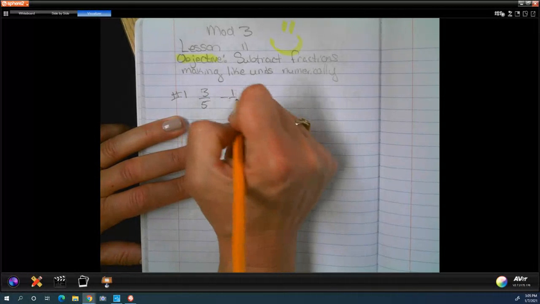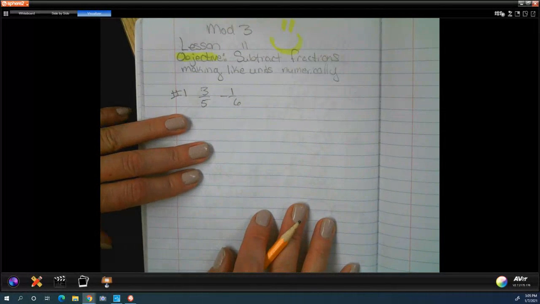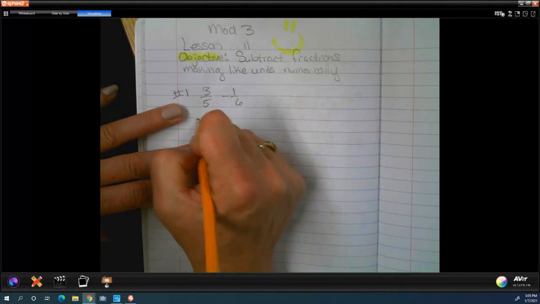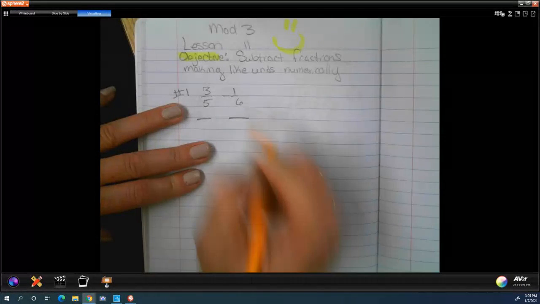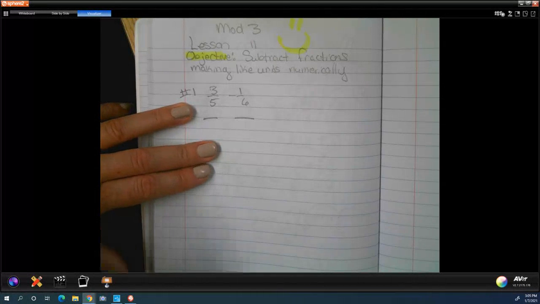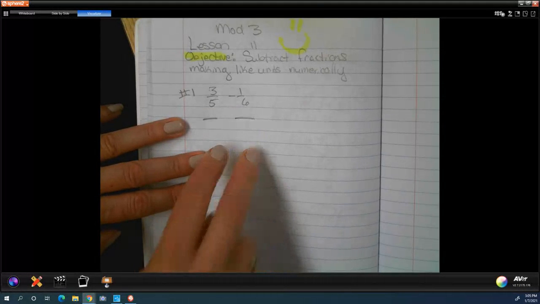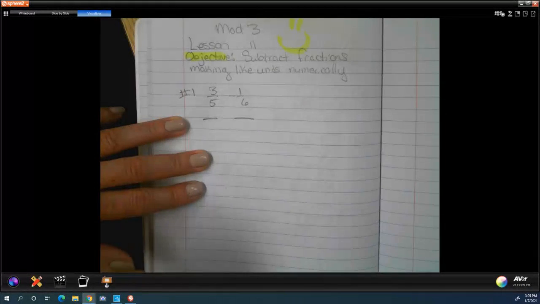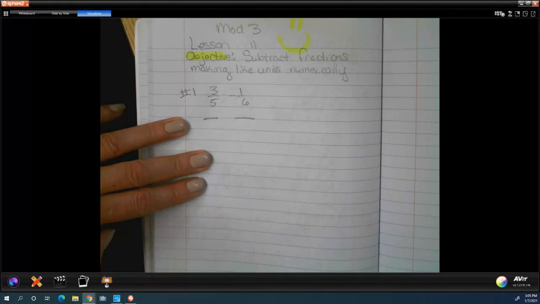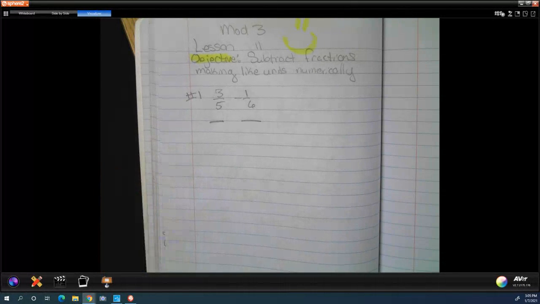minus 1/6. When you look at that problem right off the bat, you should say, I cannot do it unless they have the same denominator. You're formulating a new problem, so you are immediately drawing new fraction bars because you need brand new denominators. To do my butterfly, I'm going to first give my butterfly a ground to stand on. Let's pick the pretty ones.